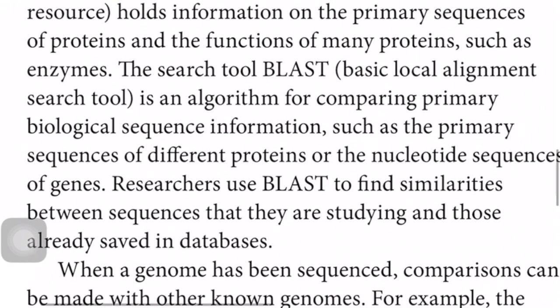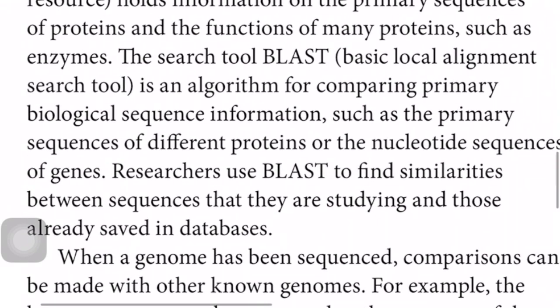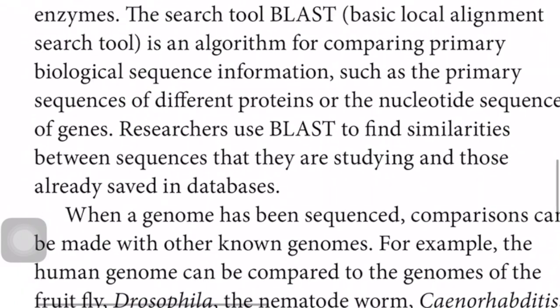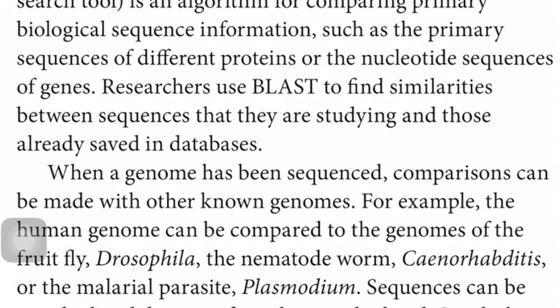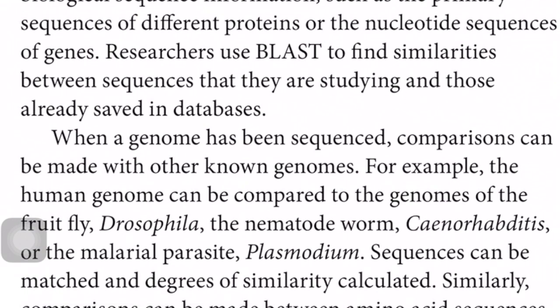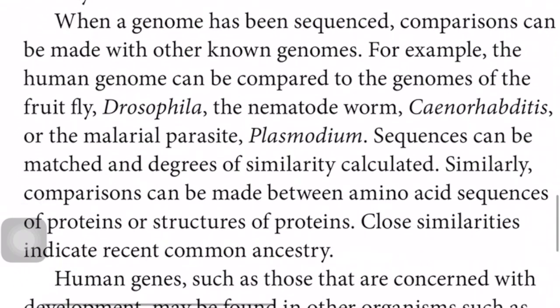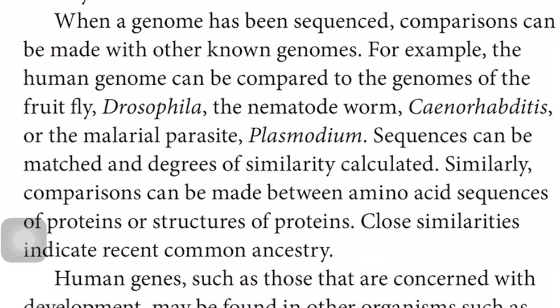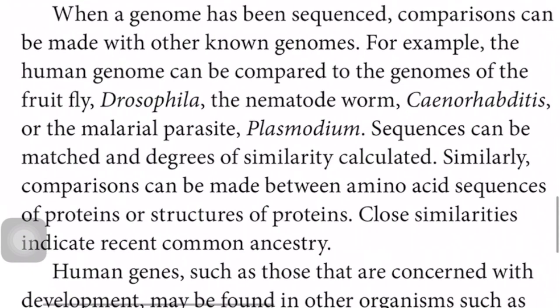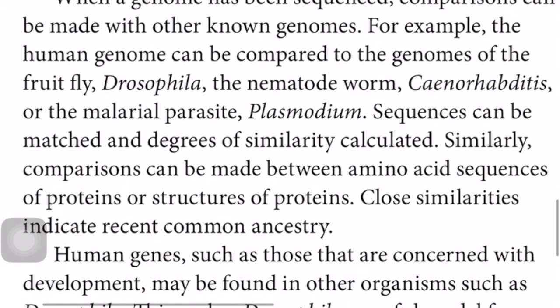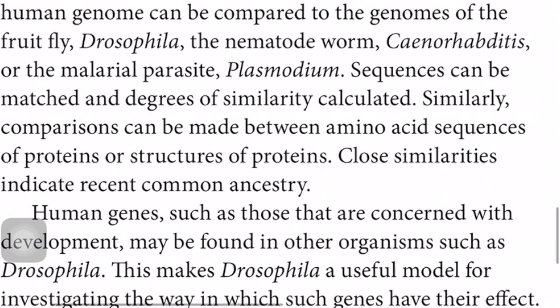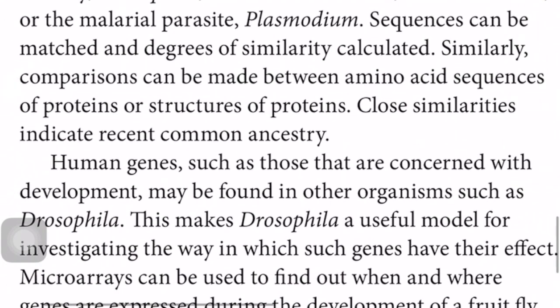The search tool BLAST is an algorithm for comparing primary biological sequence information, such as the primary sequence of different proteins or the nucleotide sequences of genes. Researchers use BLAST to find similarities between sequences that they are studying and those already saved in databases. When a genome has been sequenced, comparisons can be made with other genomes. For example, the human genome can be compared to the genomes of the fruit fly, the nematode worm, or the malarial parasite. Sequences can be matched and degrees of similarity checked.